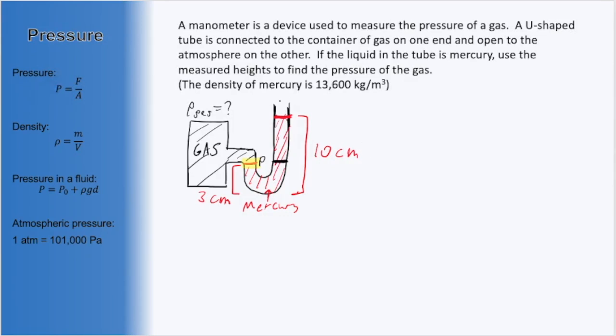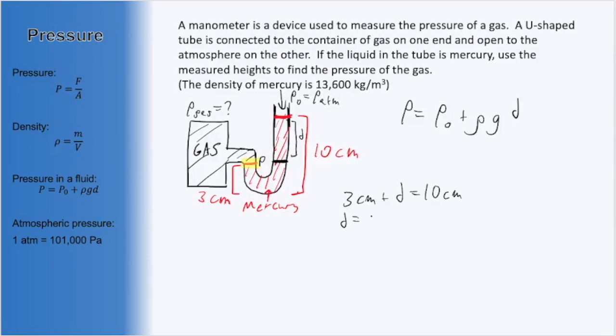One thing I want to be aware of is that the right side is open to the atmosphere, so there's some P0 at the top of my mercury, which is equal to 1 atmosphere of pressure. Then if I can find what the depth from the top to that tick mark is, I can use the equation where pressure equals P0 plus density times gravity times that depth. By reading off the heights that they've given me, I can see that if I take the 3 centimeters and add that depth d to it, they should combine together into the full 10 centimeter measurement. Or in other words, the depth will be the difference between the 10 and the 3, which is 7 centimeters.